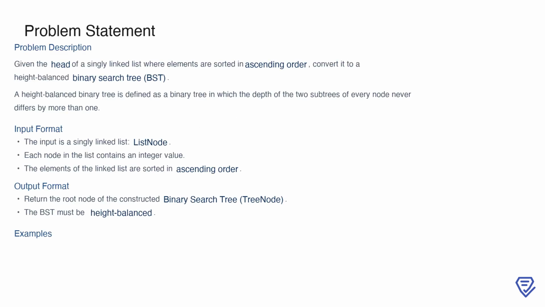Here, we are tasked with converting a sorted singly linked list into a height-balanced binary search tree, or BST. A height-balanced BST ensures that the depth of the left and right subtrees of every node differs by no more than 1. The input is a singly linked list, where each node holds an integer value, and the elements are sorted in ascending order. Our goal is to produce the root node of the BST, maintaining the height-balanced property. This means that the tree will be structured in such a way that it is as balanced as possible, with nodes distributed evenly across its levels.